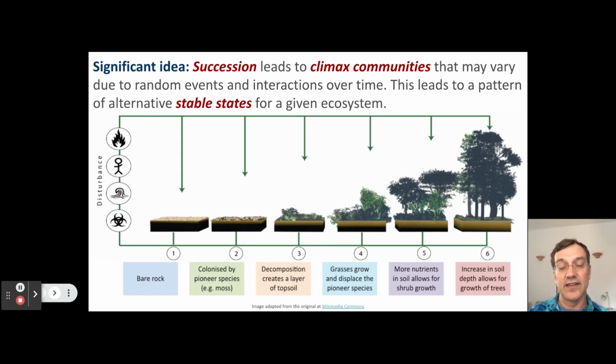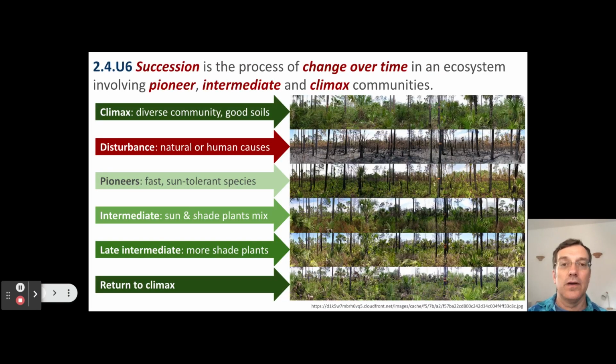Our first big idea in topic 2.4 about succession and zonation is that succession leads to something called a climax community. And it always follows this same sequence, beginning from bare rock to the climax community. At each point in time, there will be different stable states within that moment in time. Succession is a process of change over time, and it involves three different kinds of communities that you need to know: pioneer, intermediate, and climax communities.